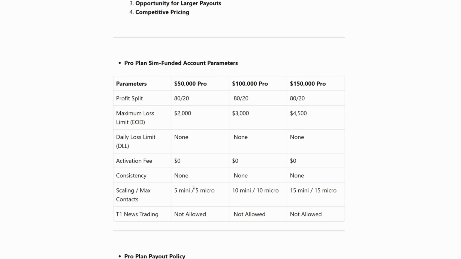Once you've already been funded, you can trade 5 minis or 5 micros. You guys remember in the other accounts, we could trade 1 mini for 5 micros. So they do not have a scaling plan for micros in the pro plan. So that's something you want to consider. If you like to trade micros and you DCA, then you're probably going to want to use one of these higher dollar account sizes in order to be able to implement that strategy.